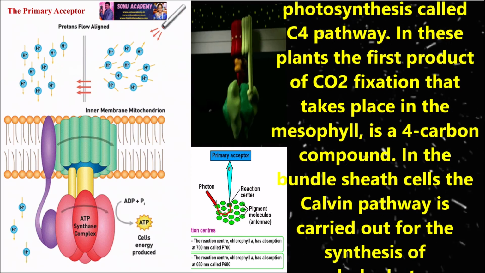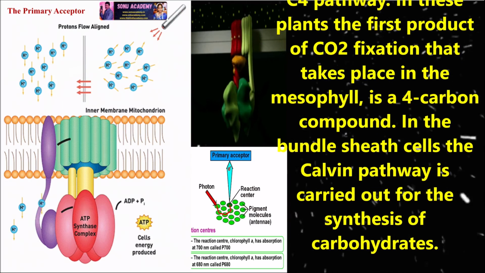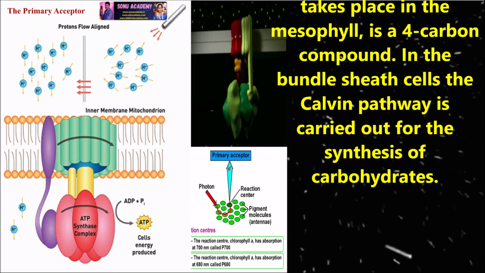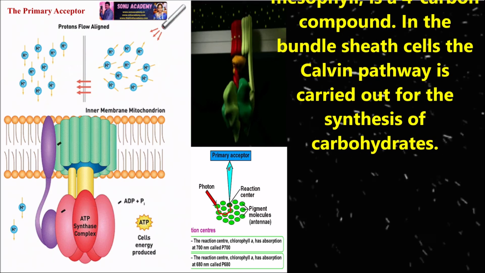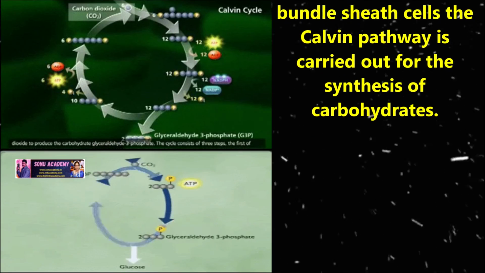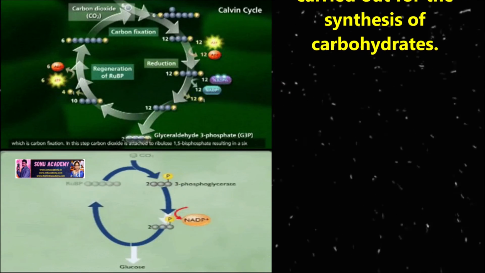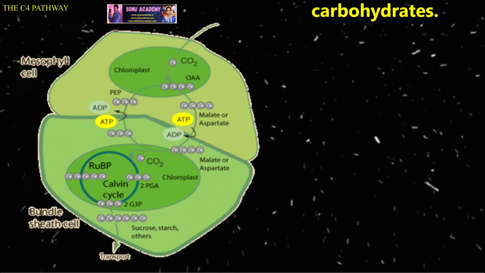Photorespiration. Some tropical plants show a special type of photosynthesis called the C4 pathway. In these plants, the first product of CO2 fixation that takes place in the mesophyll is a 4 carbon compound. In the bundle sheath cells, the Calvin pathway is carried out for the synthesis of carbohydrates.